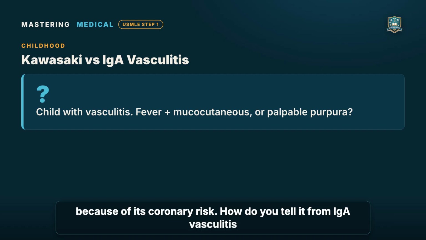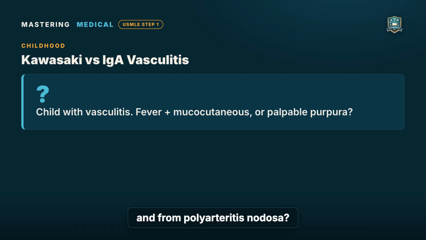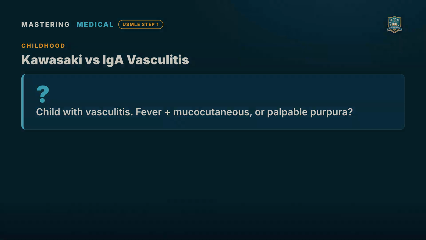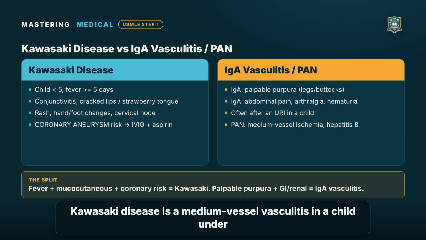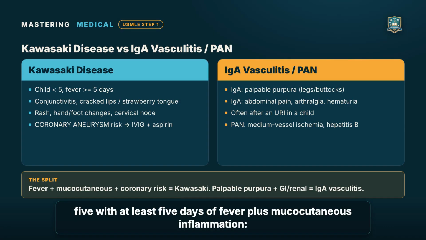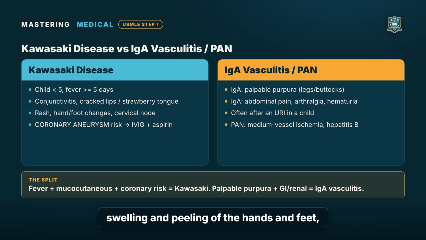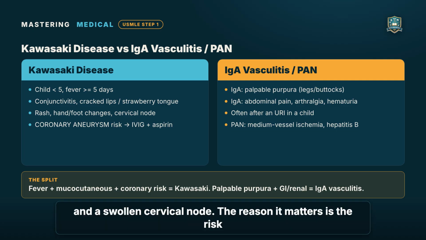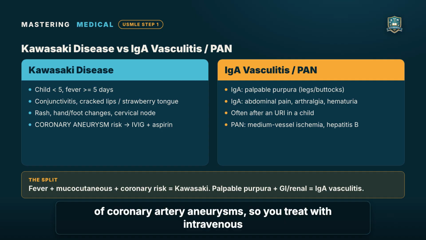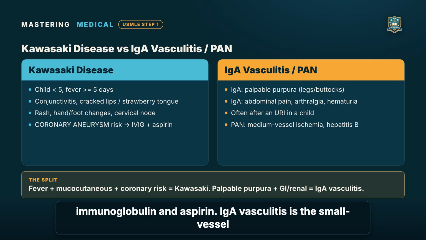How do you tell it from immunoglobulin vasculitis and from polyarteritis nodosa? Kawasaki disease is a medium vessel vasculitis in a child under 5 with at least 5 days of fever plus mucocutaneous inflammation: bilateral conjunctivitis, cracked lips and a strawberry tongue, a rash, swelling and peeling of the hands and feet, and a swollen cervical node. The reason it matters is the risk of coronary artery aneurysms. So you treat with intravenous immunoglobulin and aspirin.